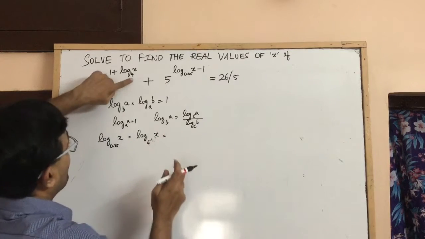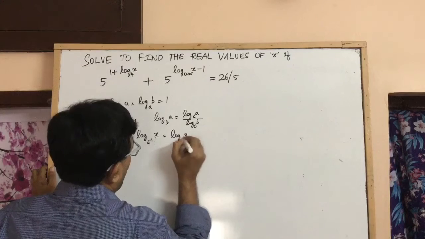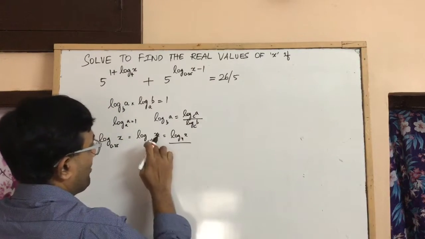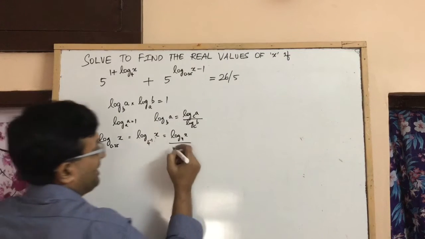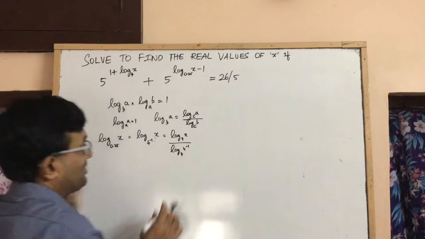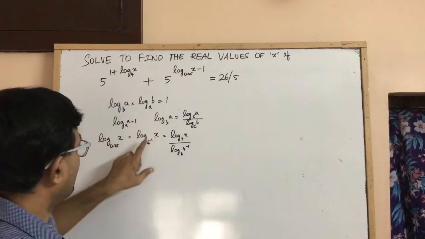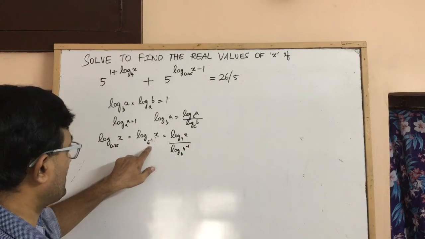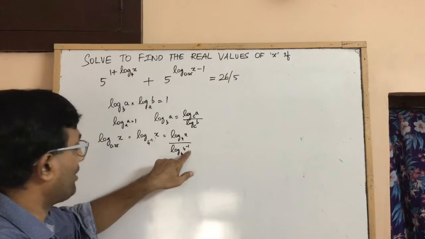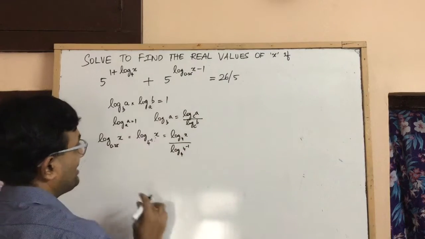Because we already have base 4 here, let's convert this also to base 4. So we could write this as log x to the base 4. Here a is x, c is 4, b is 0.25, which is 4 power minus 1. We could write this as logarithm of 4 power minus 1 to the base 4, right? We could write it this way. Log x to the base 4 power minus 1 is equal to log x to the base 4 divided by log of 4 power minus 1 to the base 4, using this concept here.